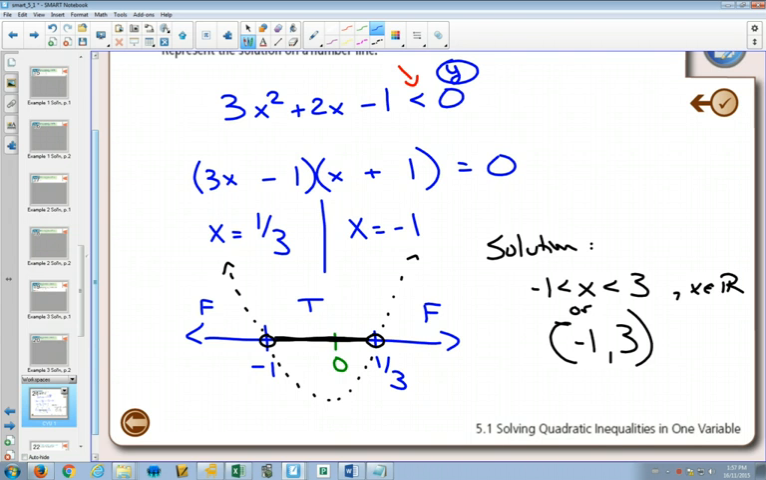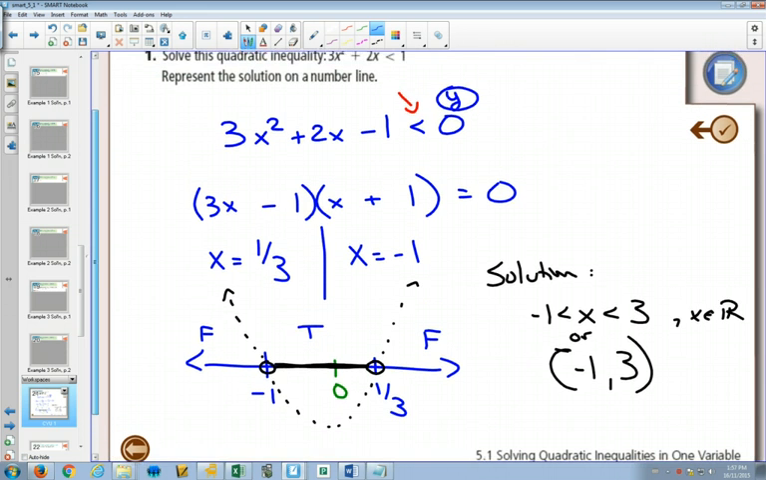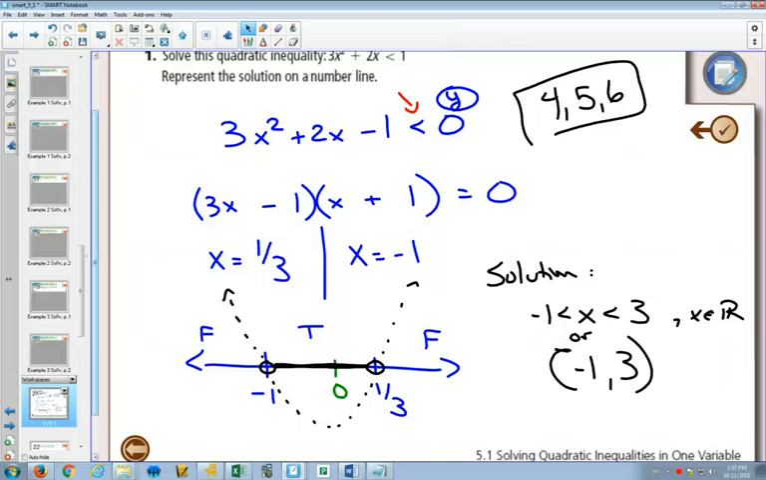So here's the solution on the number line, and that is how you would write your solution in both set notation and interval notation. So the questions you can do for practice for this one are 4, 5, and 6.